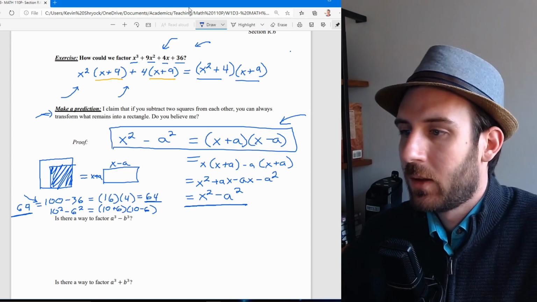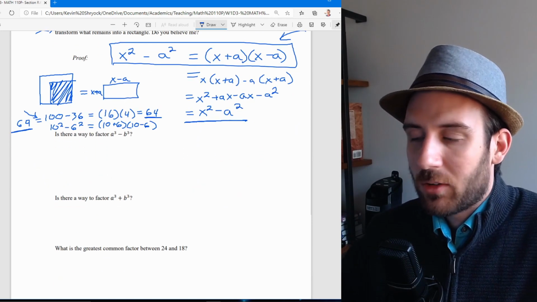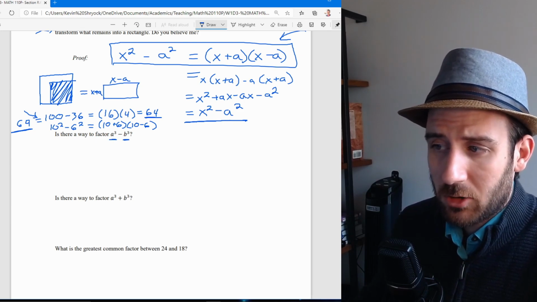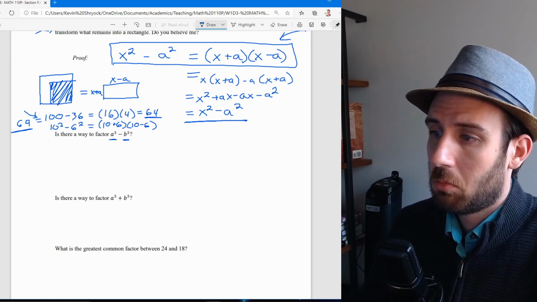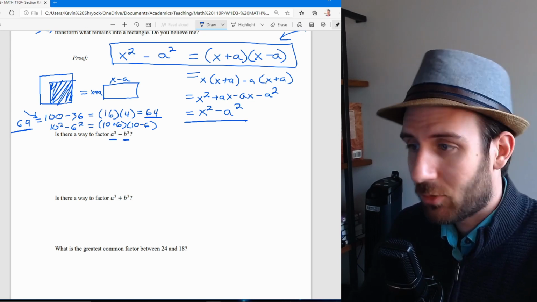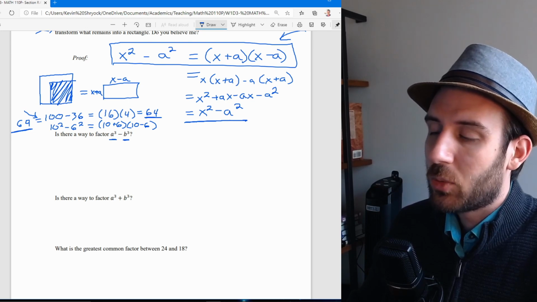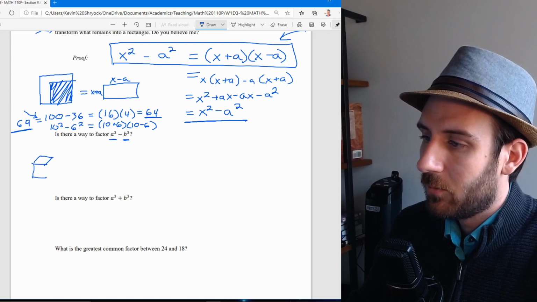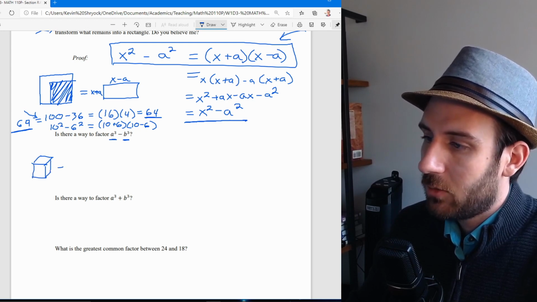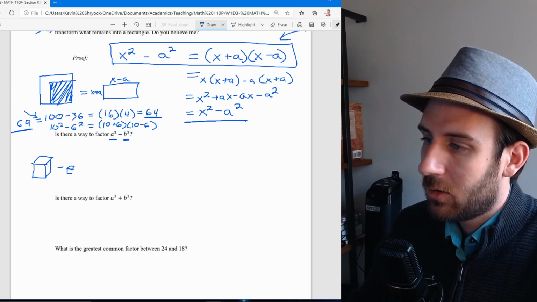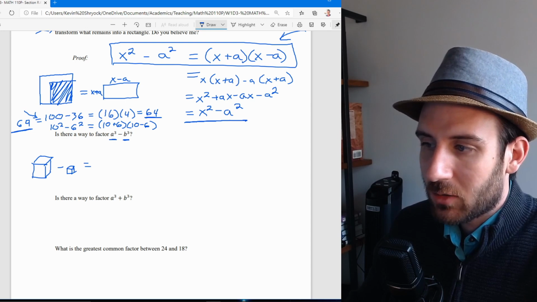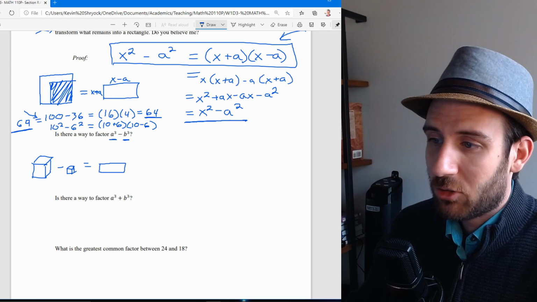So let's take a look. Is there a way to factor a difference of two cubes? Can I factor it like this? A cubed minus b cubed, is that a thing? Turns out it is, and I'll tell you what the answer is before I tell you how to prove that. If I take two cubes and I subtract them from each other, so I'll do maybe a smaller cube here, if I take a cube away from a cube, that will always get me something that could be written as a rectangle. That's pretty wild, and I'll show you what it is.